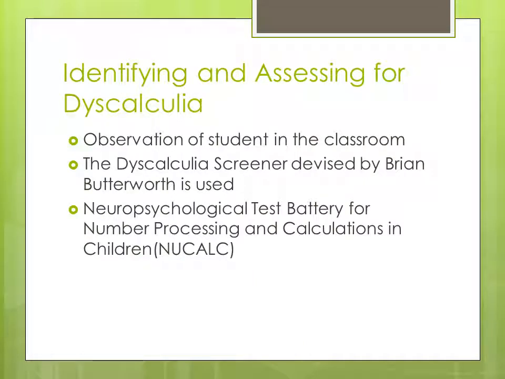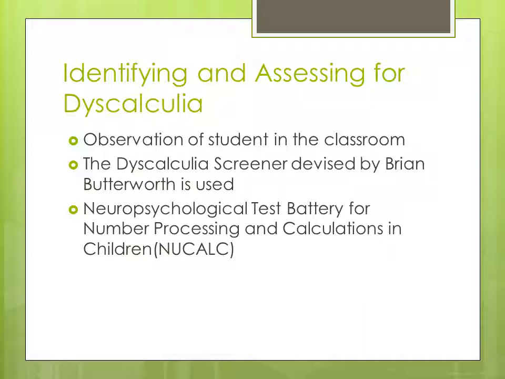Identifying and assessing for dyscalculia can be done through observation of students in the classroom. This can be done through standardized tests and assessing student scores with potential and with their performance. The Dyscalculia Screener devised by Brian Butterworth is used, and this is a computer-based test that measures reaction times, which are then compared with other measures that have been found to be associated with the condition.